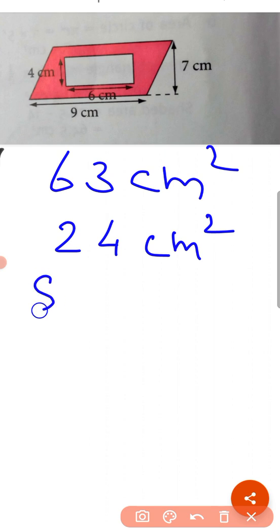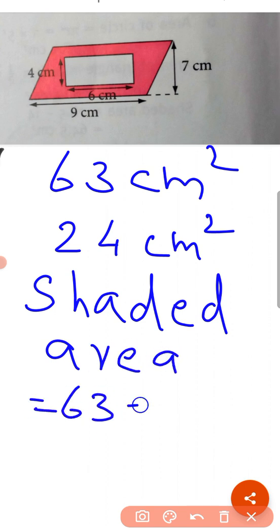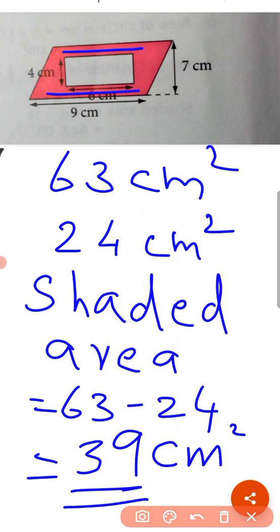Now we have to find the shaded area. Area of the shaded region is equal to 63 minus 24, which is equal to 39 centimeter square. So children, here we are finding the area of this pink region.